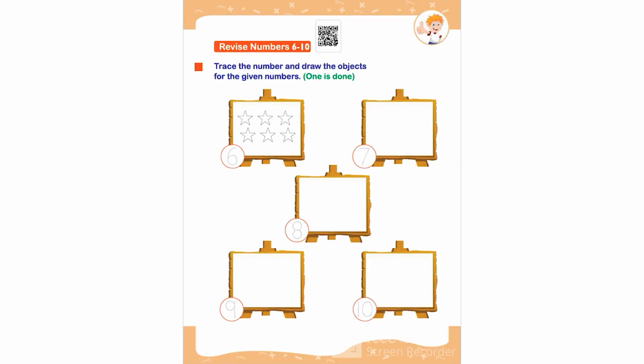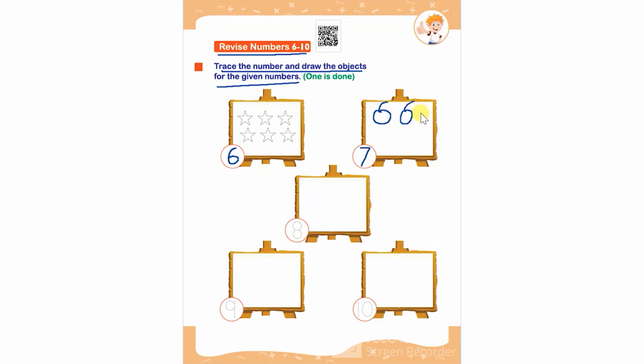Hello everyone. In this worksheet, the topic is revise numbers 6 to 10. Trace the numbers and draw the objects for the given number. So here say for example, the child has to trace the number 6 and here already 6 objects are drawn to represent the number 6. After that, the child has to trace the number 7 and for that here the child has to draw any 7 objects. Say for example, 7 cherries.